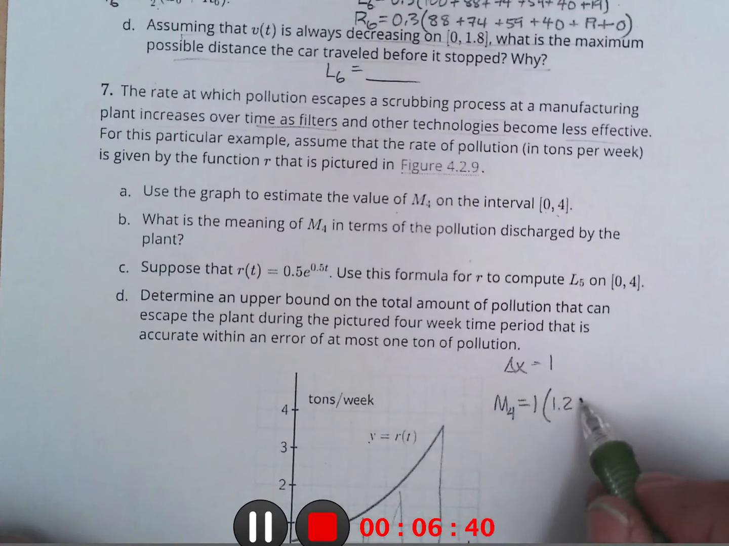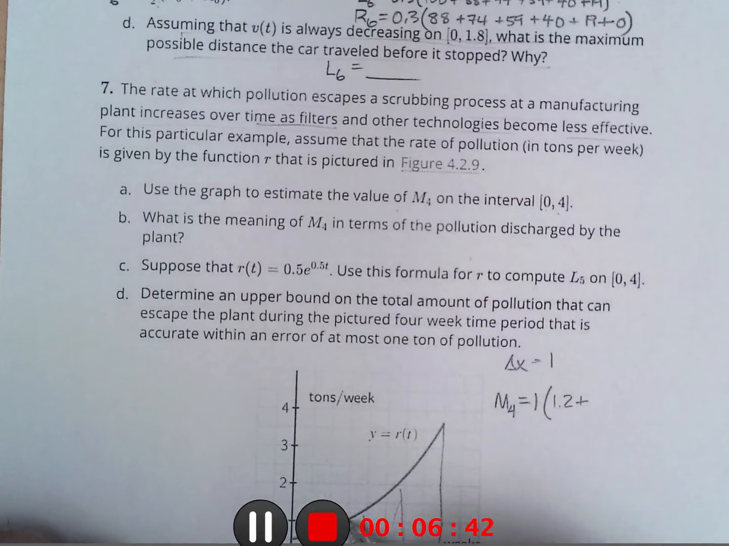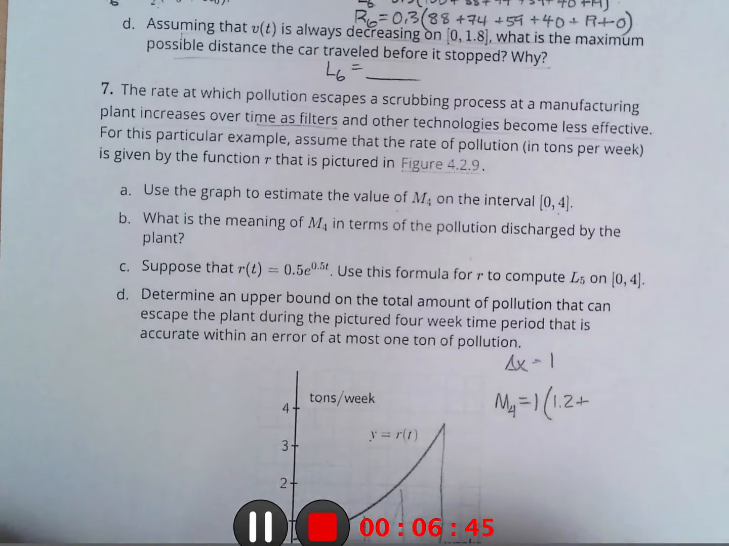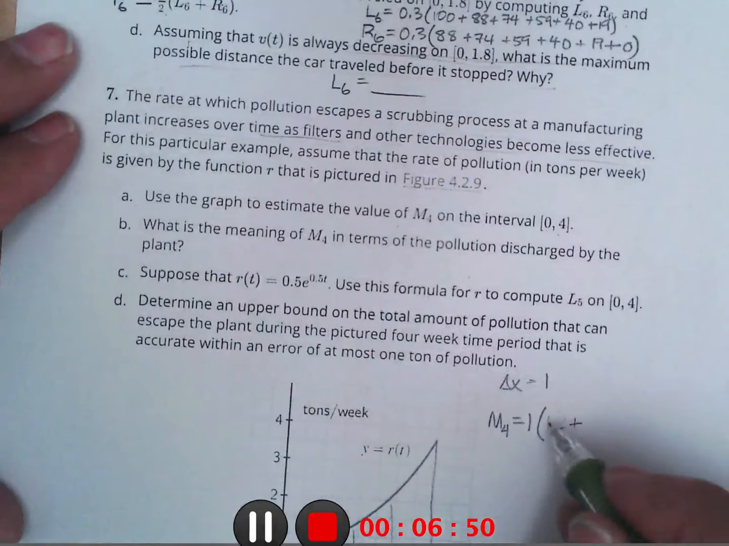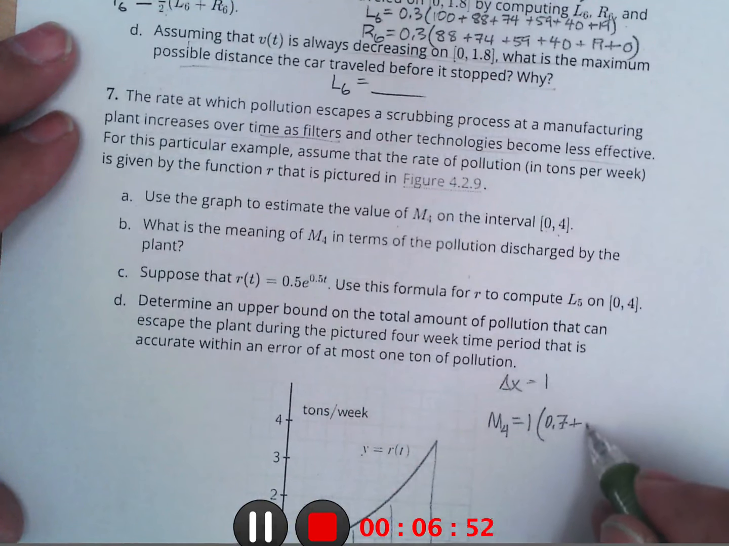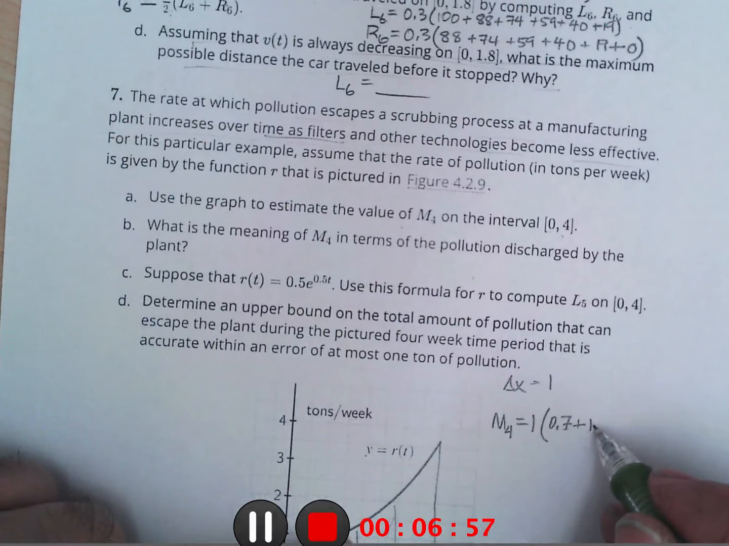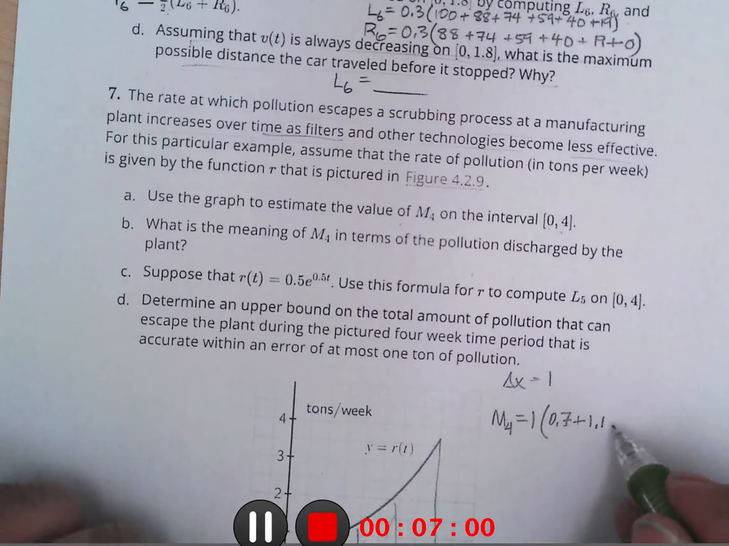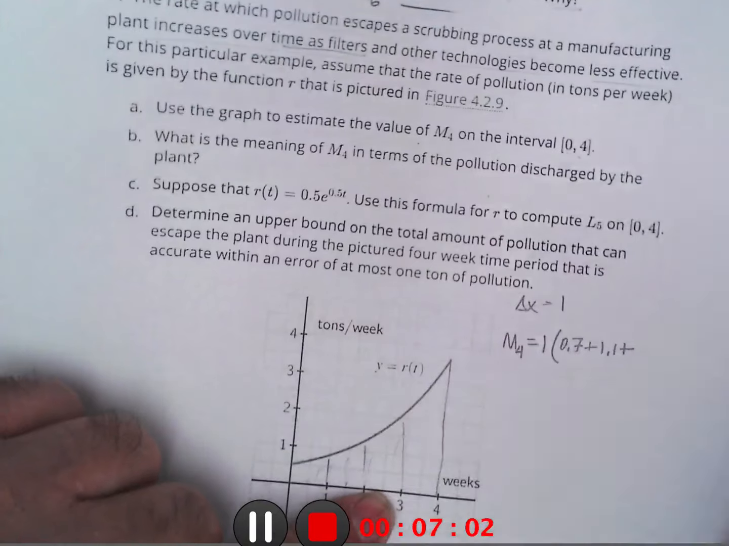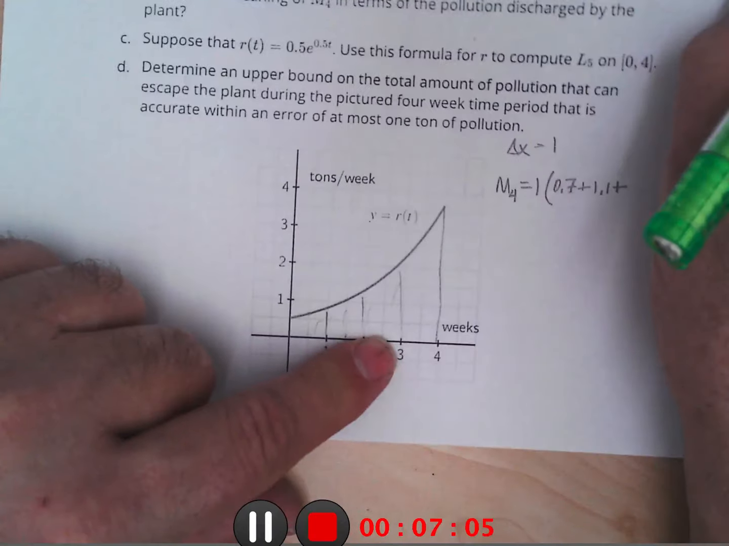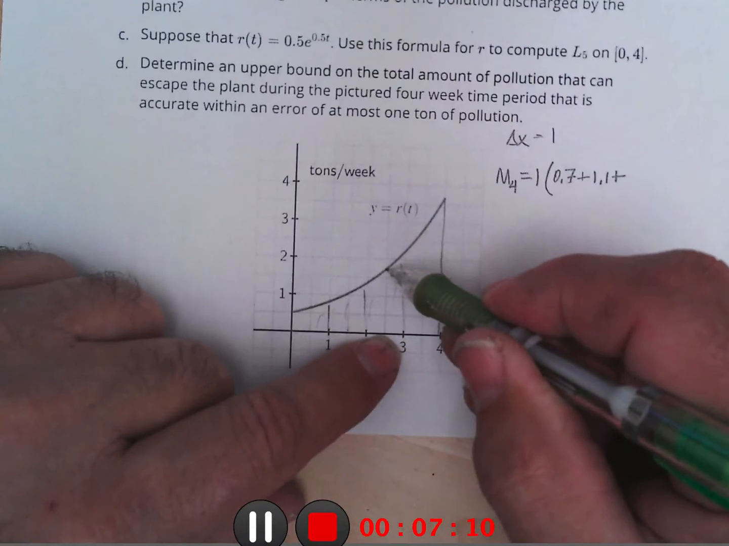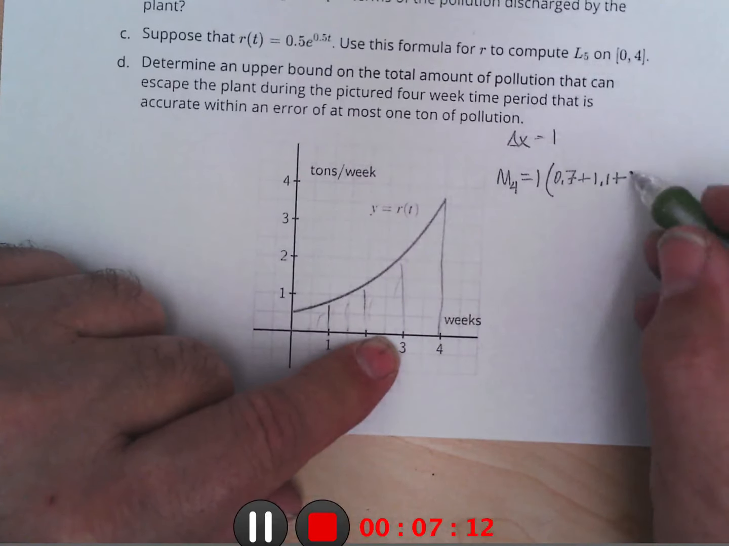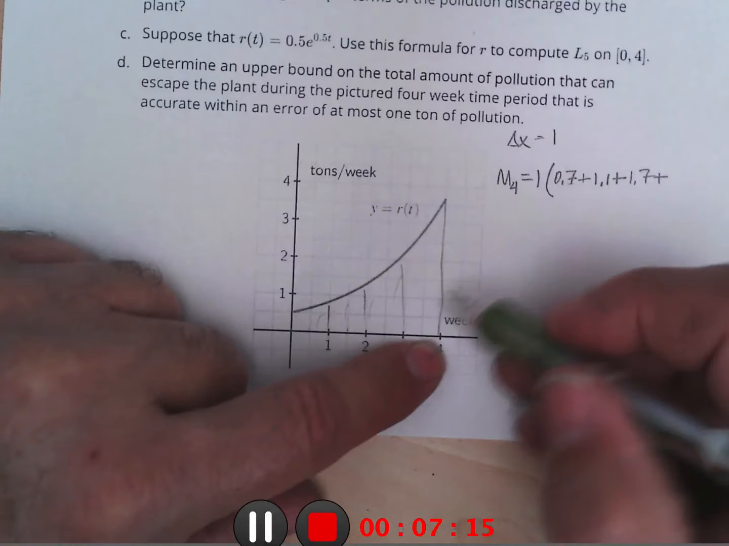plus at 1.5, which is 0.7. My bad. 0.7 plus 1.01 plus, sorry, let me move this up here so you can see what I'm doing. At 2.5, it looks like it's about 1.7. And then here it looks like it's up about 2.9.